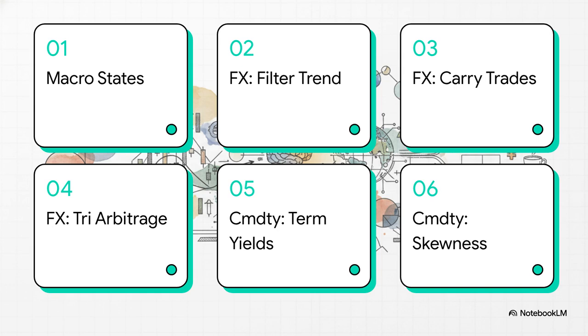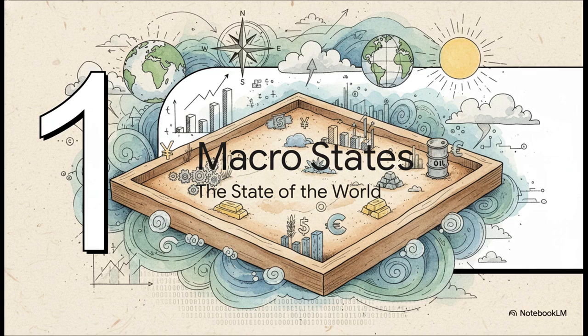Here is our roadmap for today. We're splitting this into two main hemispheres. First up is foreign exchange, where we'll cover filtering trends, exploiting carry trades, and triangular arbitrage. Then we hit commodities to unpack term structure yields and pricing skewness. Section 1. Macro states drive markets, the state of the world.